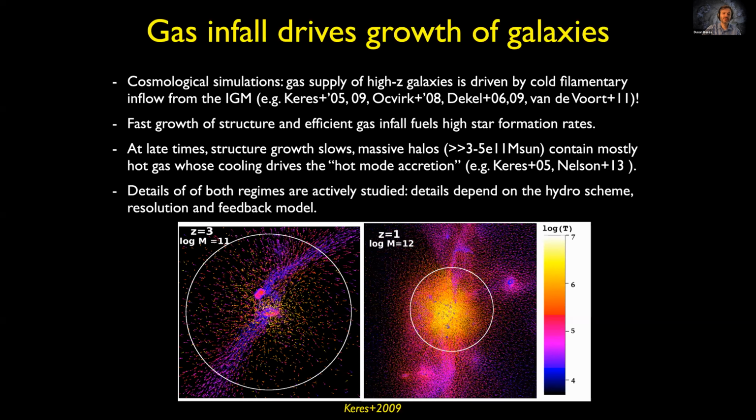So at late times, things change. By redshift of 1 or even 0, typical L-star galaxies are believed to be surrounded by hot halos with more diffuse atmospheres that have to wait for some cooling, and the structure in general grows slower. So the supply rate to these galaxies drops. So we think that the main reason why galaxies are forming stars so fast at early times is the growth of structure and the efficient mode of their feeding, and at late times it's slowed down in both of these processes.